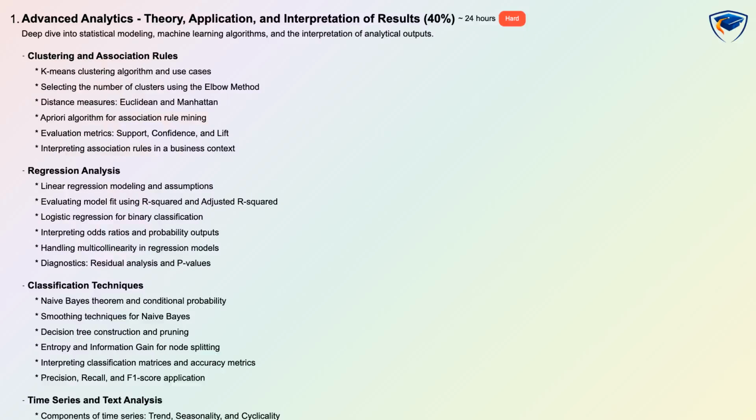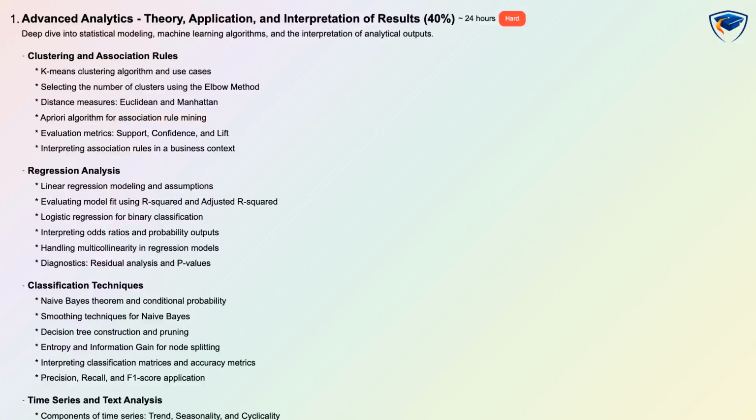You will dive into statistical modeling and machine learning algorithms and learn to interpret analytical outputs in a business context. Expect to master clustering and association rules like k-means, the elbow method, distance metrics, and Apriori with support, confidence, and lift. Regression topics including linear and logistic regression, assumptions, R-squared measures, odds ratios, multicollinearity, and diagnostic residual analysis.